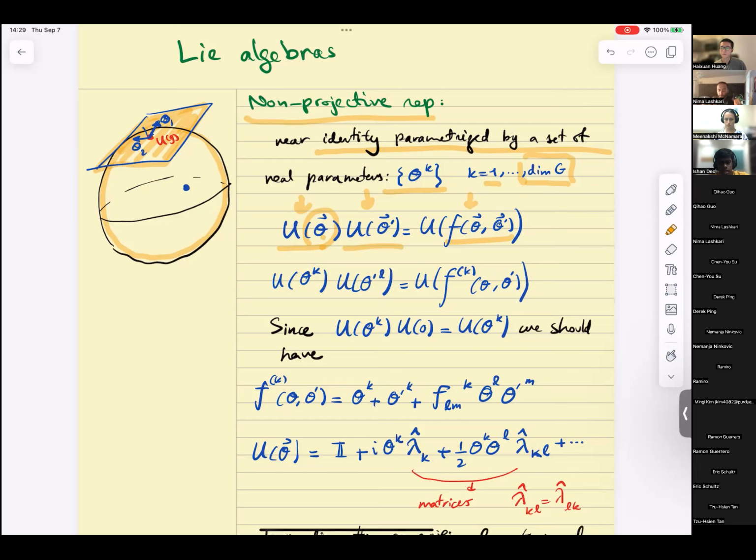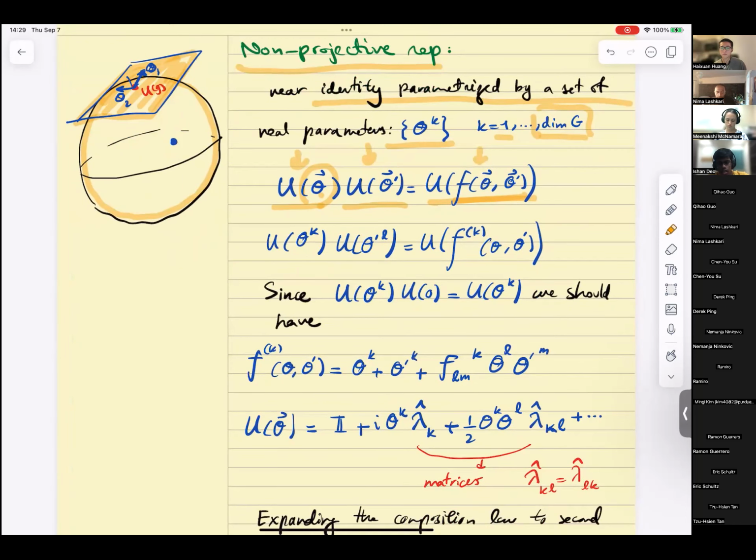But abstractly speaking, this is u of theta prime. They multiply to give you u of some function of theta and theta prime. So we're going to explore a little more the properties of that function. Let's take two particular elements, theta k and theta prime k.